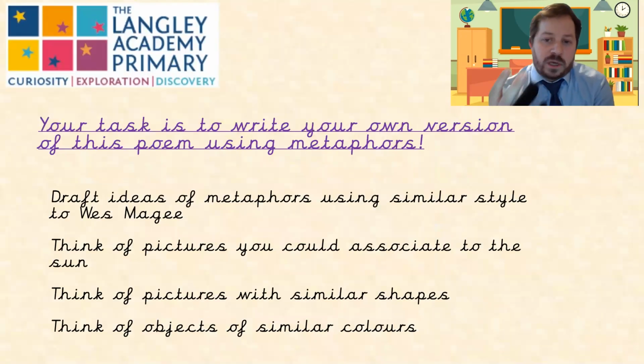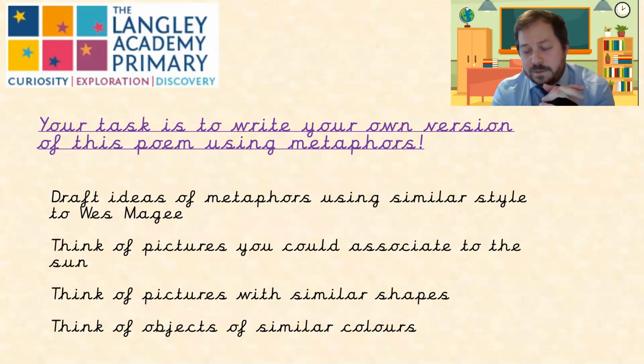So your task is to write your own version of this poem. You're going to draft some ideas in a similar style to Wes McGee. You're going to think of pictures that you could use to associate with the sun. You're going to think about them with similar shapes and objects of similar colours. And if you can do both in one go, that's brilliant. But what you want to try and do is liken the sun and the sky to something.